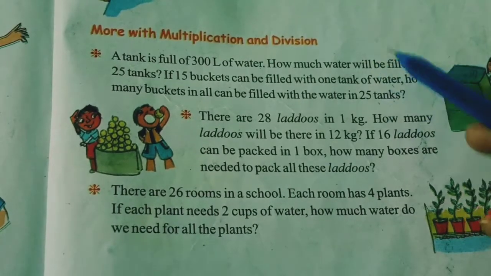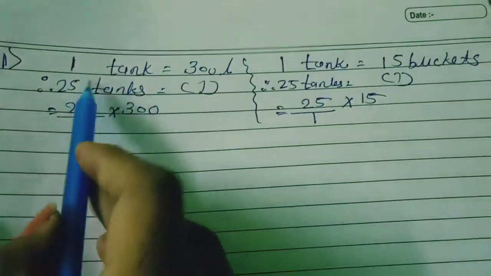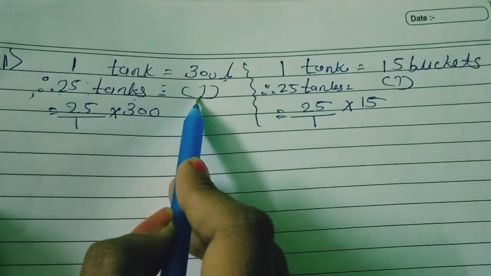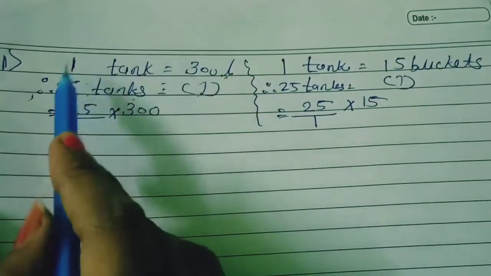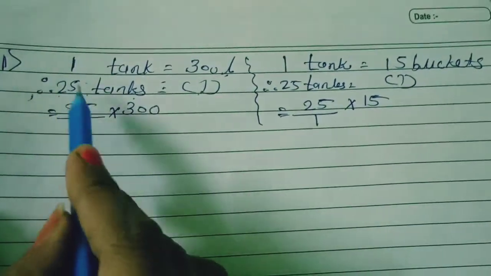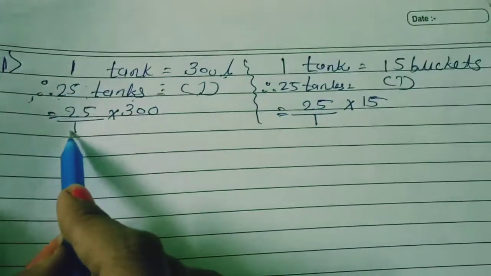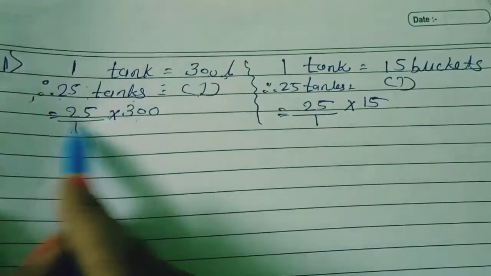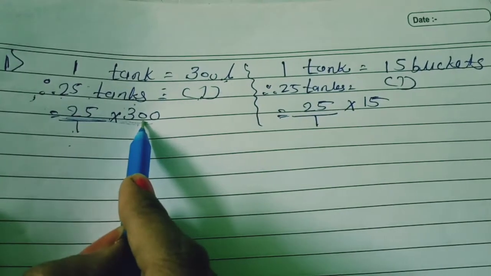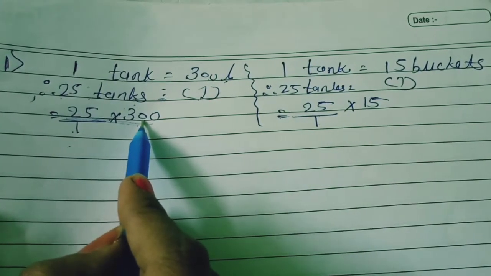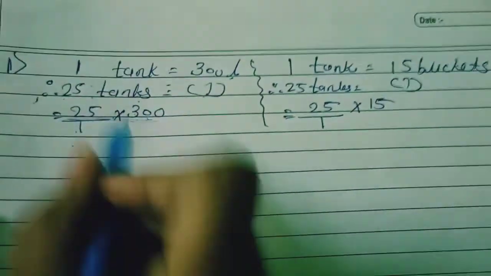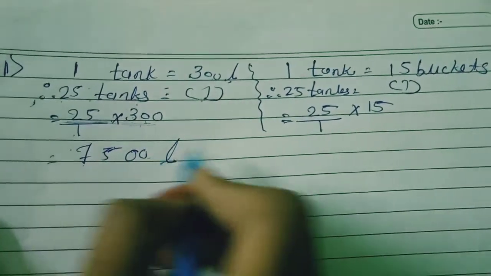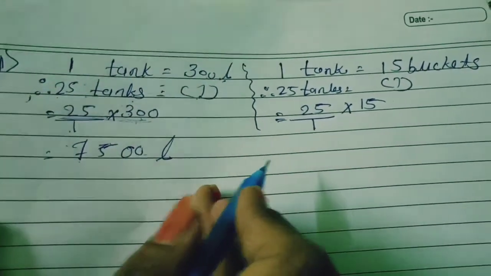So here we have to do the 2 multiplications. Here one tank is equal to 300 liters. Therefore 25 tanks is equal to how many? We have to find out total liters. Tanks given. So we'll do here reciprocal, 25 up 1 down, is equal to की जगह पे multiplication and 300 as it is. Both came in one line, so we will do the multiplication. 25 multiplied by 300. So simple, 25 3s are 75 and we'll add 00. So 7500 liters in 25 tanks.